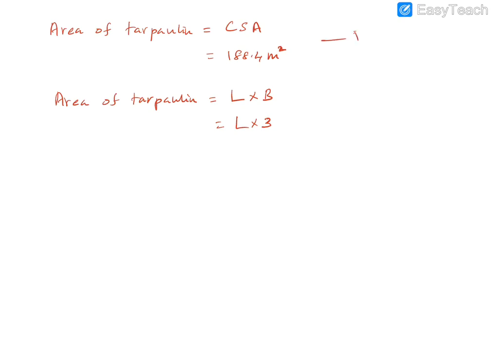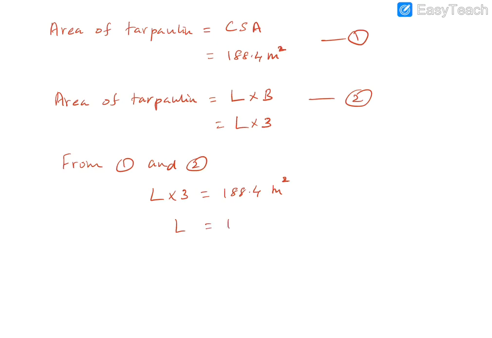So now if I call the first one equation 1 and the second one equation 2, then from 1 and 2 we can write that L into 3 equals 188.4 meter square. So L will be 188.4 divided by 3. So that gives us a value for the length of the tarpaulin as 62.8 meters.